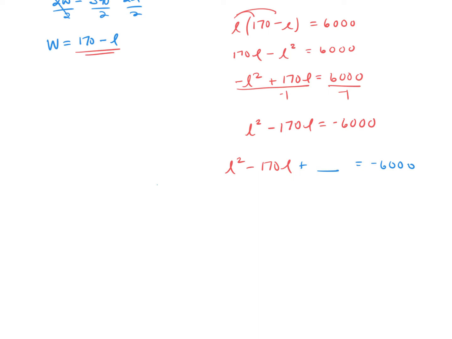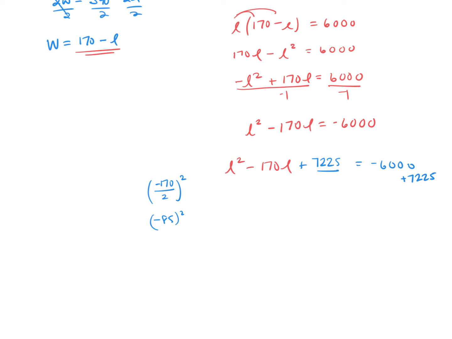If you take your B value, which is negative 170, divide it by 2 and square that. So negative 170 divided by 2 is a negative 85, excuse me. Negative 85 squared is a positive 7,225. So I'm going to add in 7,225. This is an equation. We're adding that 7,225 to one side, so we have to add it in to the other side as well.